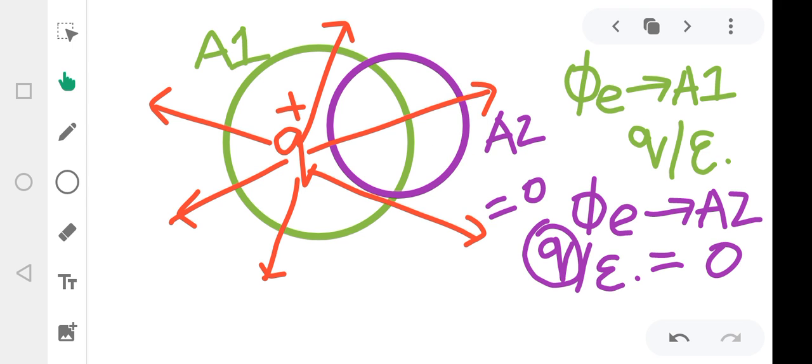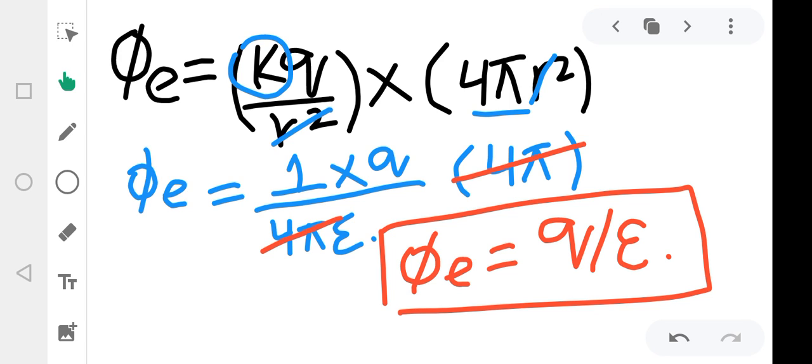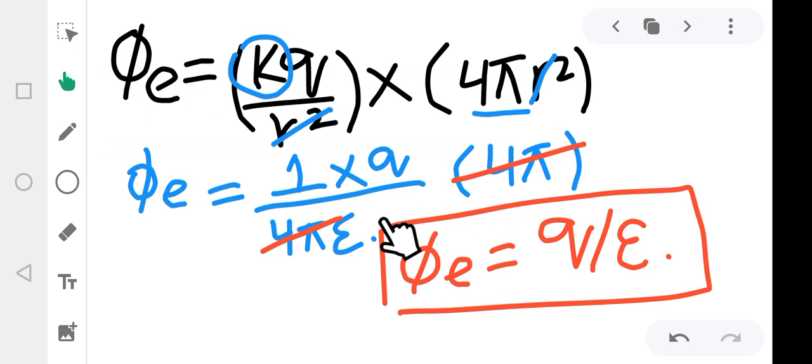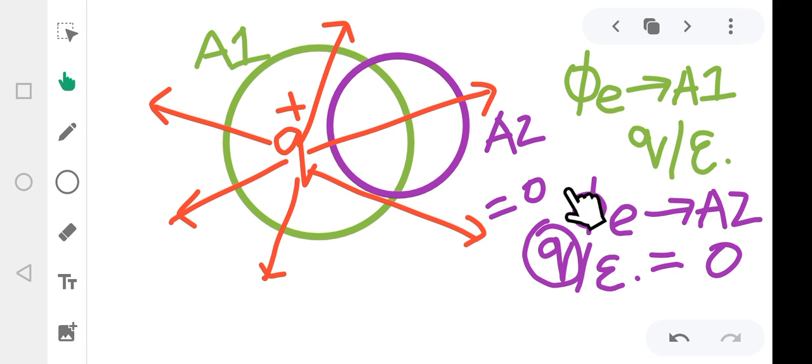So this was the basic explanation, one of the easiest explanations you can find on YouTube, that Gauss's law explains that the electric flux passing through a body is equal to the charge enclosed by that particular body. Just simple. After that we used the derivation, put in the values, and proved it. And this example will help you understand this law more precisely.